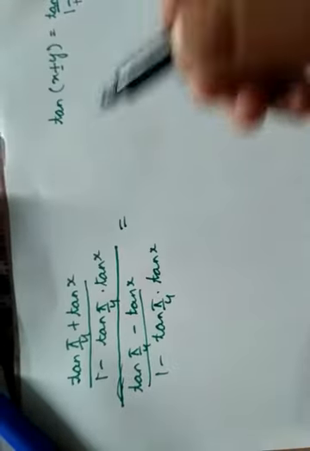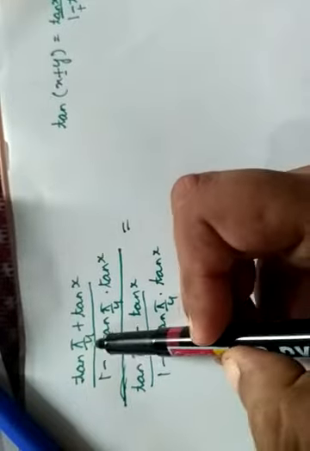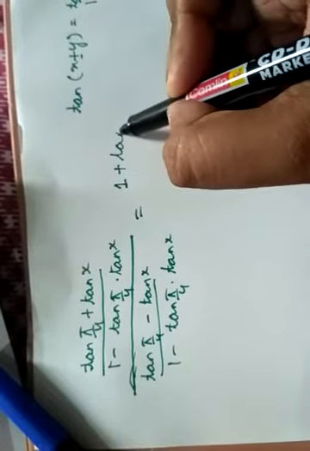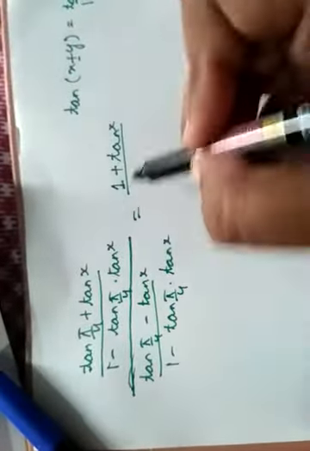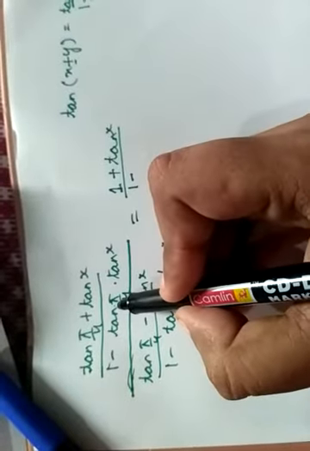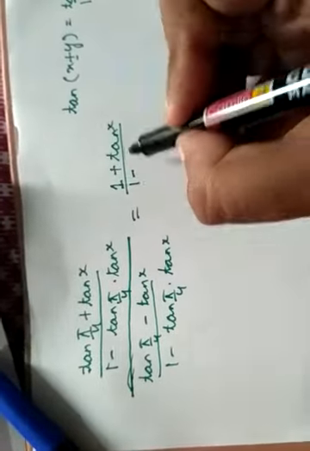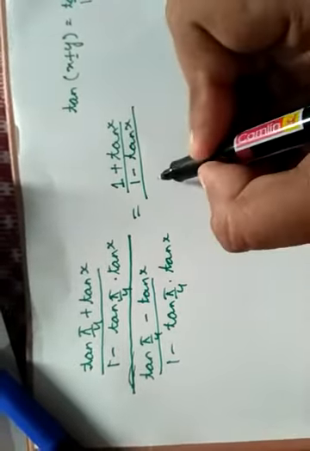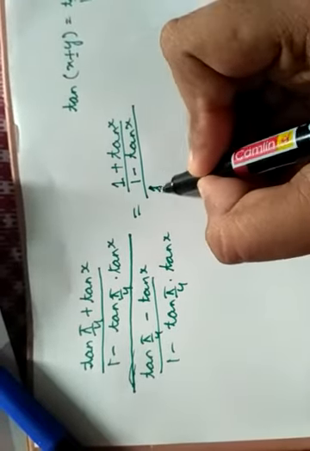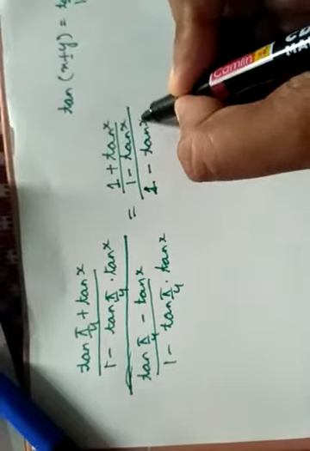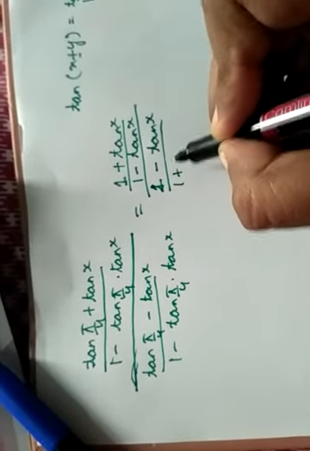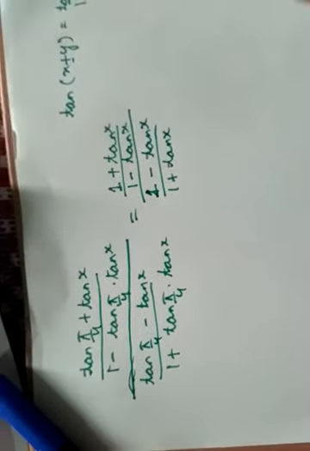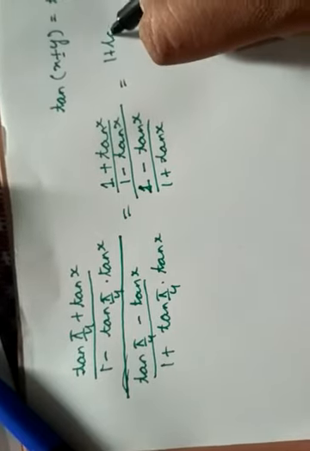And now we are going to simplify this. We know that the value of tan pi/4 is 1. So you can write this in one step as (1 + tan x) upon 1 minus, tan pi/4 is 1, and 1 into tan x is tan x. So this will become 1 - tan x. Similarly here also tan pi/4 is 1, so it is (1 - tan x) upon (1 + tan x).